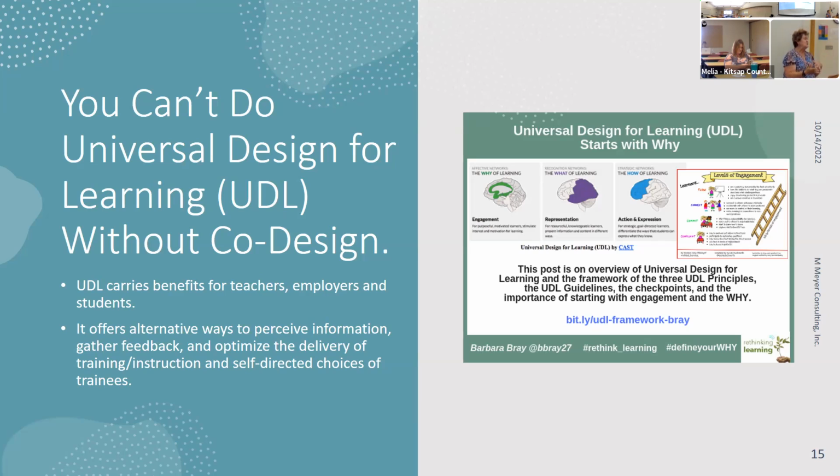So you can't do universal design for learning without co-design. And what does that mean? Well, there are going to be opportunities where we teach to the broader amount of students, but there's still going to be folks who need some scaffolded instruction, who may need assistive technology, who may need differentiation of instruction. But it offers alternative ways to receive information, gather feedback, and optimize the delivery of instruction and self-directed choices.